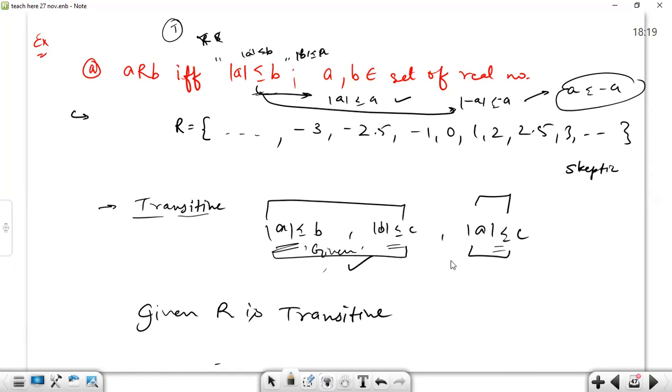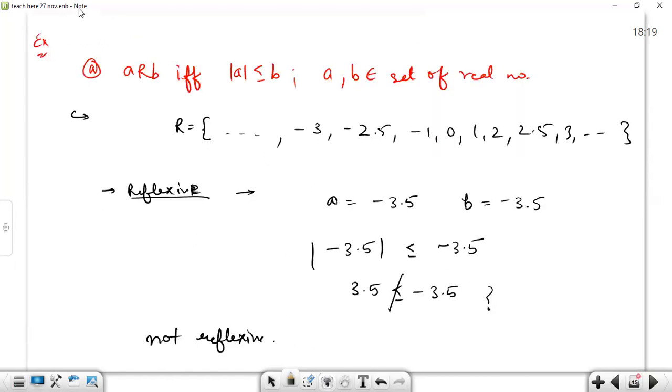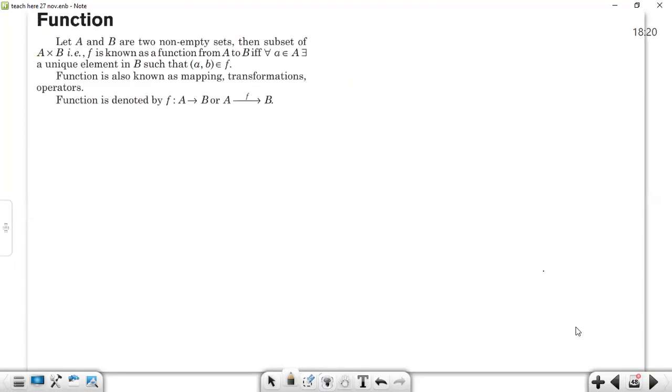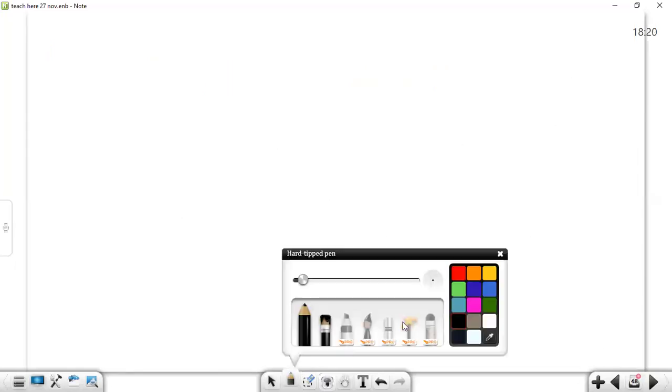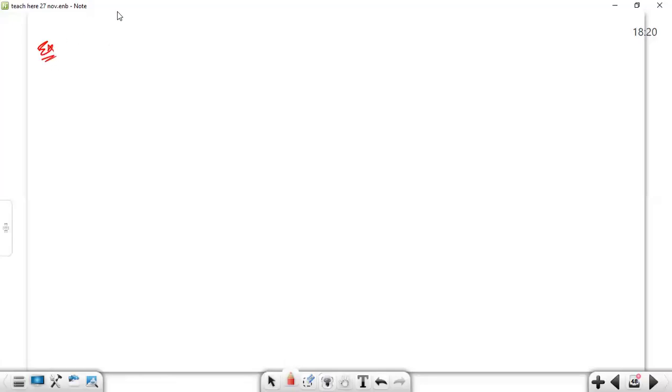Okay, so the final answer for the question is: not reflexive, not symmetric, and only transitive. Clear? Any doubt? No, sir. Okay, let's take one more example. Do you have any doubt? No, sir.